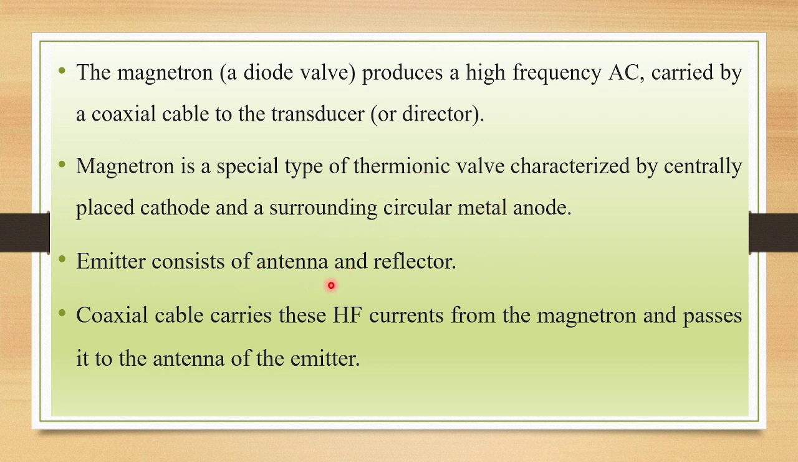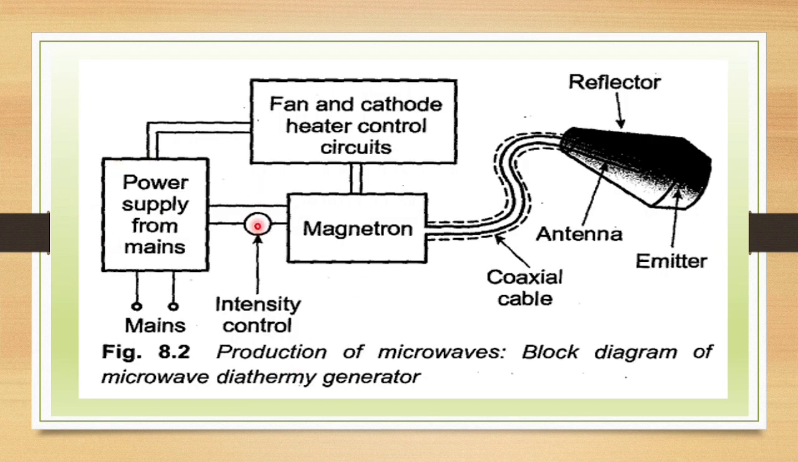The emitter consists of an antenna and a reflector. The coaxial cable carries this high frequency current from the magnetron and passes it to the antenna of the emitter. In this diagram you can see the mains and the power supply from the mains, and we have a fan and cathode heater control circuit. This is the intensity control and this is the magnetron, which is responsible for producing a high frequency current in order to produce the microwaves. This is the coaxial cable, and this is the emitter, reflector and antenna. So this is the simple circuit diagram for the production of microwave diathermy.